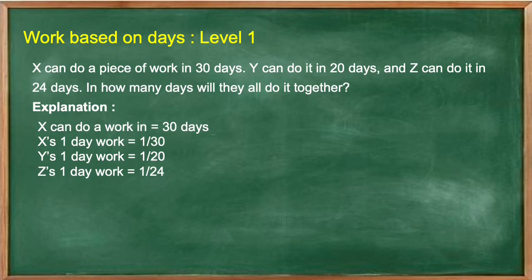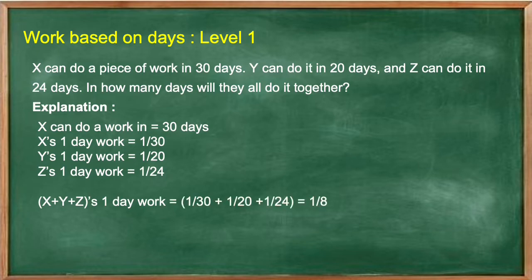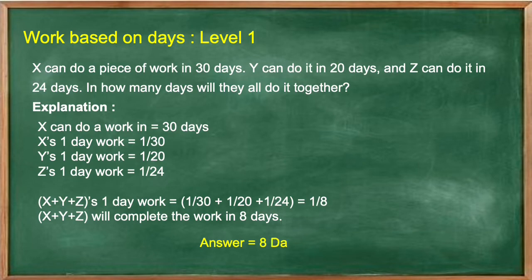Now, if they all work together, then their one day work will be 1 by 30 plus 1 by 20 plus 1 by 24, which is equal to 1 by 8. Now applying the flip formula again, if their one day work is 1 by 8, they will complete the work in 8 days. So our answer is 8 days.